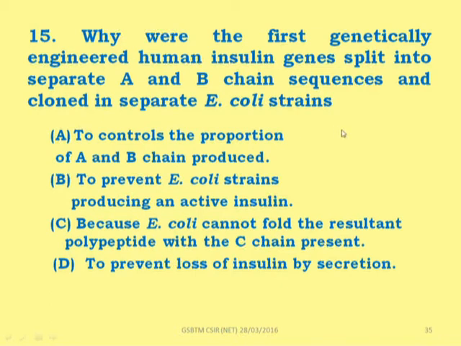To control the proportion of A and B chains produced is not right. To prevent the E. coli strain producing an active insulin, E. coli never produces insulin. It doesn't have genes for that. To prevent loss of insulin by secretion, this is not right. So, because E. coli cannot fold the resultant polypeptide with the C chain present, the A and B chain sequences can be cloned in separate E. coli strains.